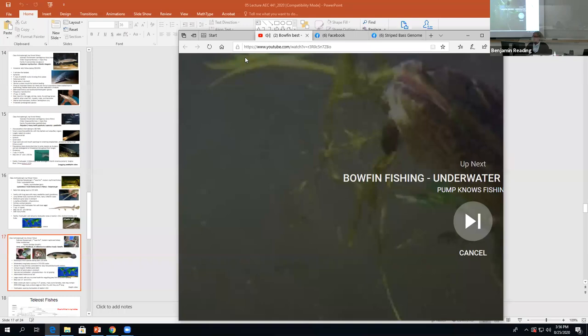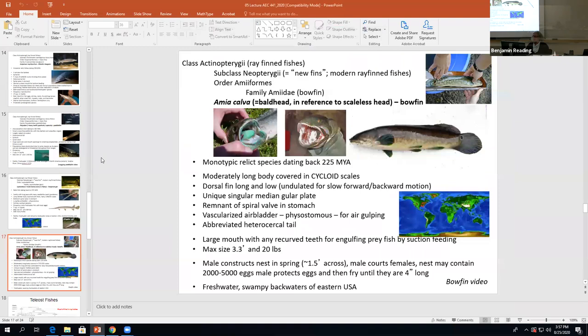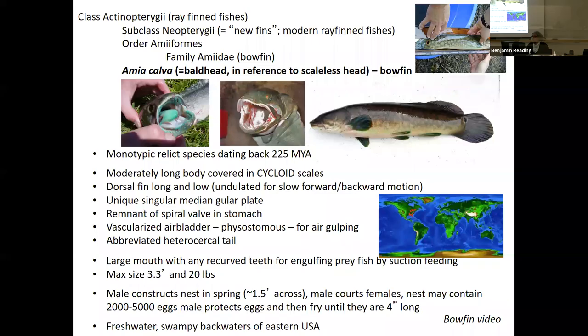So that is the bowfin. And again, these things are relatively unchanged for a long period of time, 225 million years. And again, I was going to say this spot here on the caudal peduncle is another characteristic. So a very long dorsal fin, cycloid scales, so fairly heavily armored, again with that gular plate. So that is the bowfin, family Amiidae, monotypic, one species.